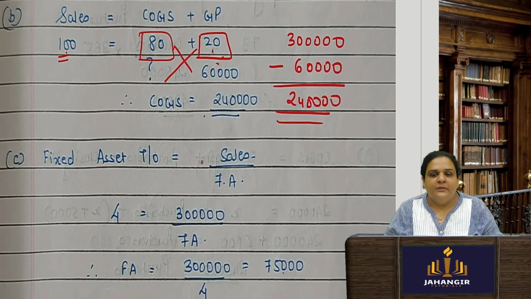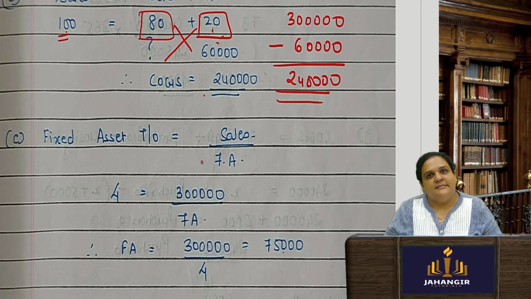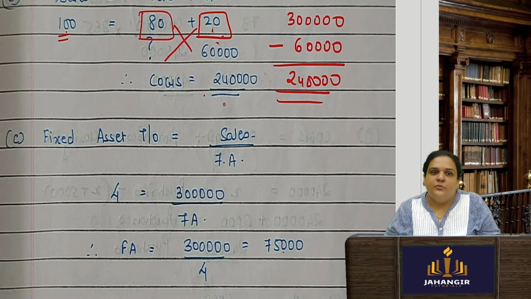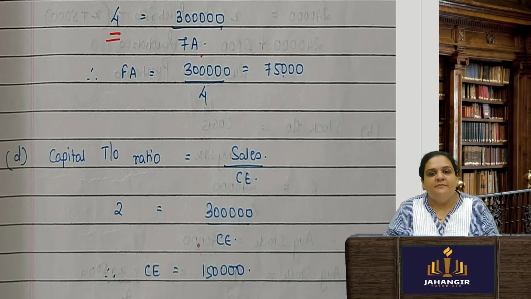Okay. Then we have fixed asset turnover. Fixed asset turnover means sales upon fixed assets. Right. So now I have the sales figure. They have given me this ratio. With that I can find my fixed asset. Turnover is 4. 3 lakhs is sales. Fixed asset will be 3 lakhs upon 4. 75,000.